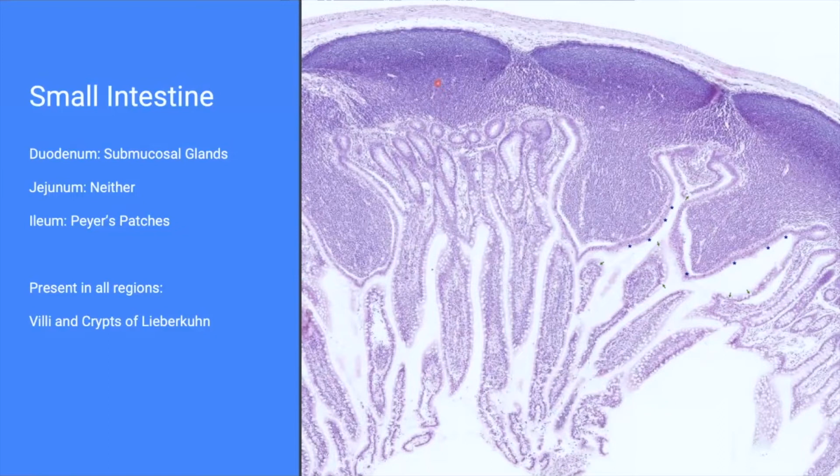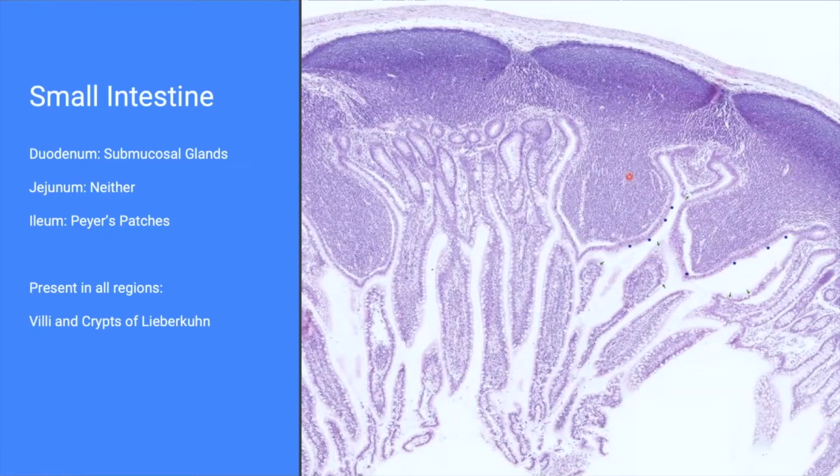So Peyer's patches are found within the submucosa of our ileum, and they help to protect against the highly bacterial contents of our large intestine. So the Peyer's patches are diagnostic for an ileal biopsy or sample, and they are found within the submucosa of the ileum wall.